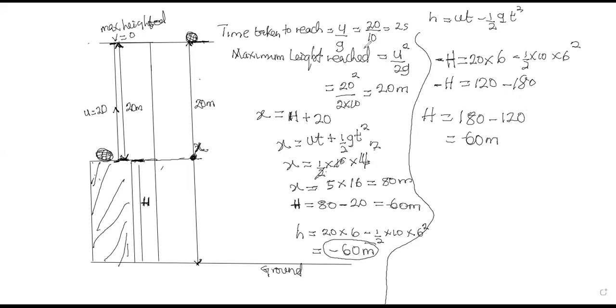But the best method is actually what? This one. How we analyze it, taking the maximum height, time taken to reach the maximum height, and then the remaining time to fall, and then the vertical height reached. Please, is there any question? Is there any question?